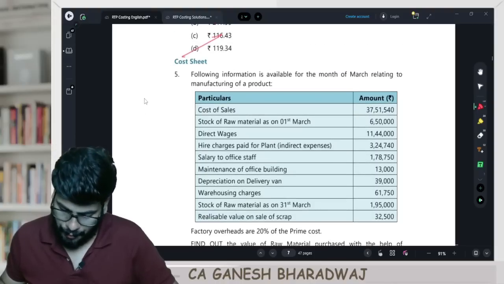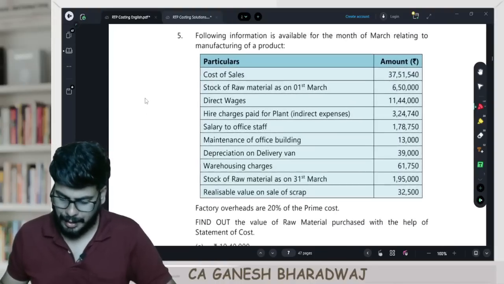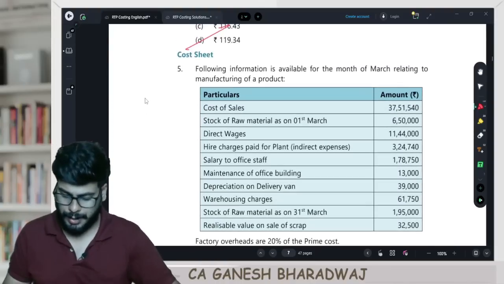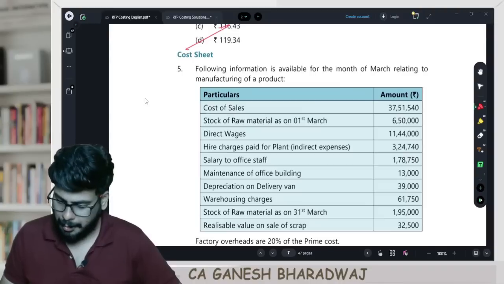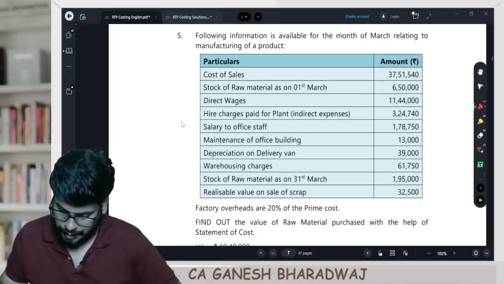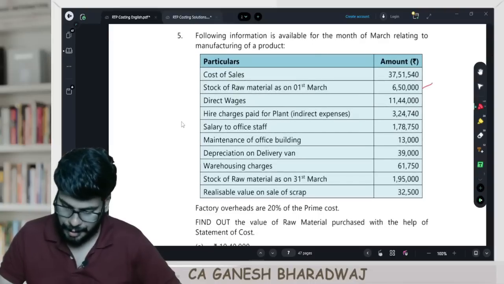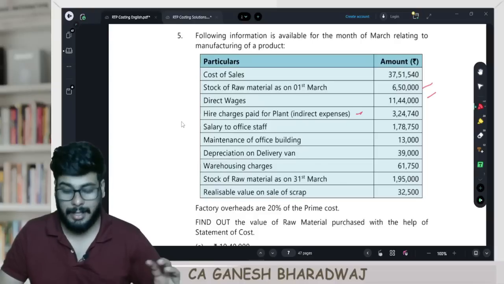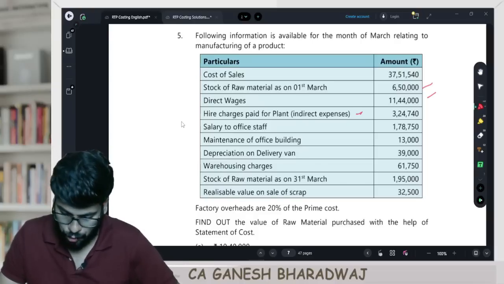Now, question number 5. This sum is regarding cost sheet. It's basically a missing figure question. The following information is available for the month of March relating to manufacturing of a product. Cost of sales, the figure is given. The opening stock of raw material, direct wages, hire charges paid for plant to be taken as an indirect expense, which is basically production overheads.